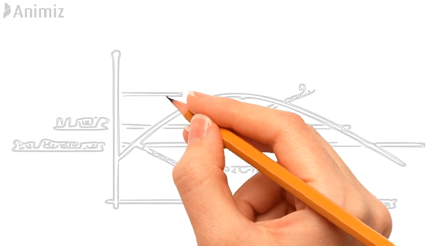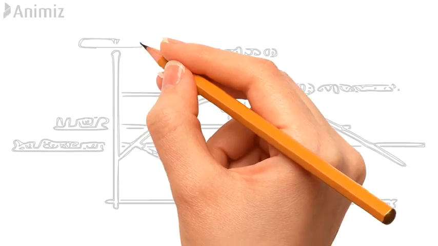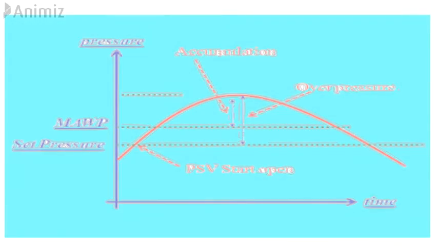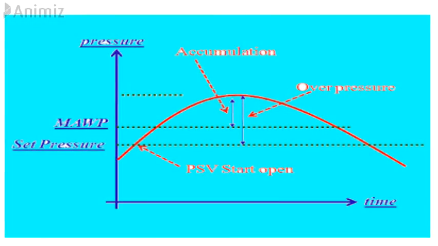First, maximum allowable accumulation pressure. It is the maximum pressure the system is allowed to reach in accordance with the specification of the design standard of the system. Set pressure: the pressure at which safety valves start to lift. Relieving pressure: it is the pressure at which full capacity of the safety valve is achieved. It is the sum of set pressure and overpressure. Overpressure: the overpressure is the percentage of the set pressure at which the safety valve is designed to operate.